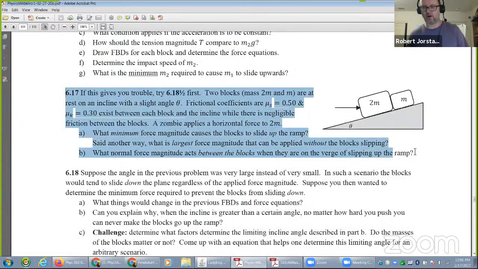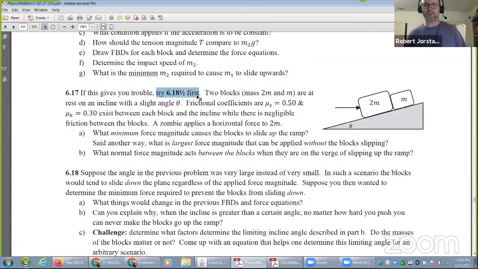Let's take a look at 6.17. This is a tricky one. What I want to do is draw some free body diagrams here. If you have trouble following this one, keep in mind you could check out 6.18 and a half later. All right, so let's set up 6.17 first. What we're most concerned about is getting the FBDs right and writing the force equations correctly, and the rest of the steps I expect you can follow at home.